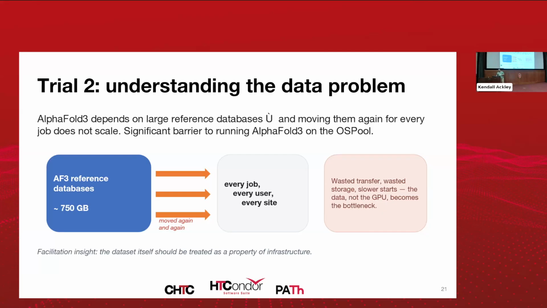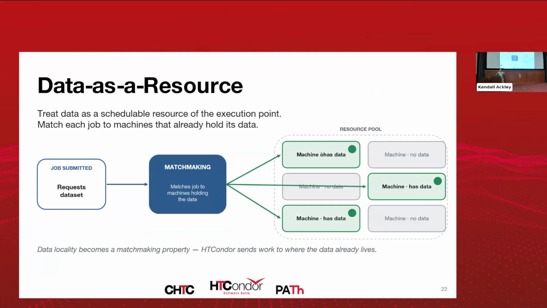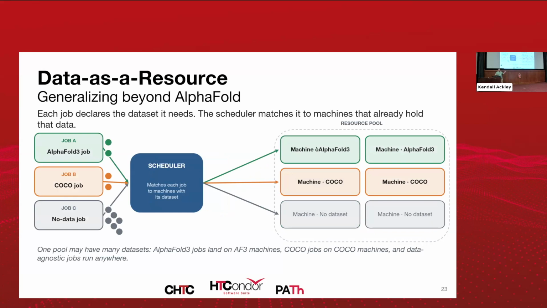So we started to ask ourselves, can we start to think of data sets as a property of a machine and as a property of infrastructure? We started to explore this idea of using a data set as a matchable resource, something that Condor knows, hey, this machine has this data set, I should go ahead and send jobs that need that data set to that machine. And so the idea was the user would request a data set by saying, hey, I want to match the machine that has the AlphaFold data set. It would be sent over to the matchmaker, and it would be sent over to AlphaFold machines that have the AlphaFold data set.